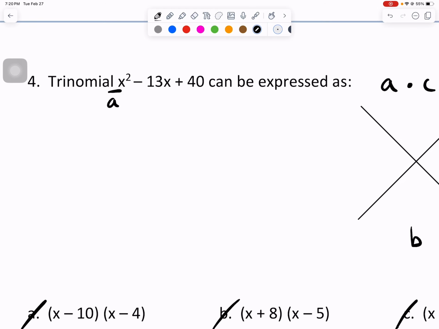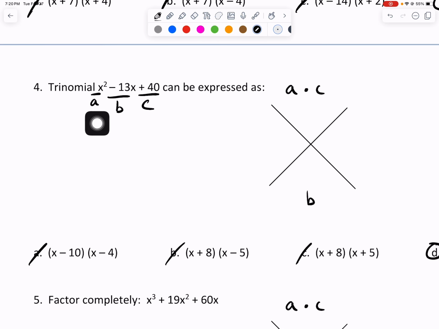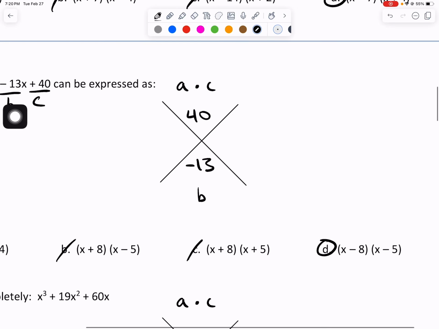Our A value is 1, negative 13 is B, and 40 is your C value. 1 times 40 is 40. Our B value is negative 13. Now, again, you will have to solve some where it's open response, so get comfortable with it. You do have the sheet to choose your factors as well. No, I don't expect you to write them out every time.